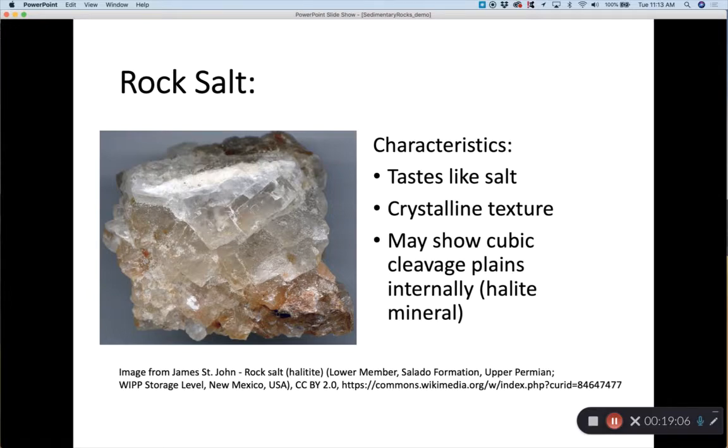Rock salt typically has a crystalline texture. You're looking at crystals of halite. And if you look carefully, you may see fracture planes within the crystalline material that show you fractures intersecting at 90-degree angles because halite has a cubic cleavage. And you see that cubic cleavage expressed in the internal fracturing in the halite rock, or in the evaporite rock.